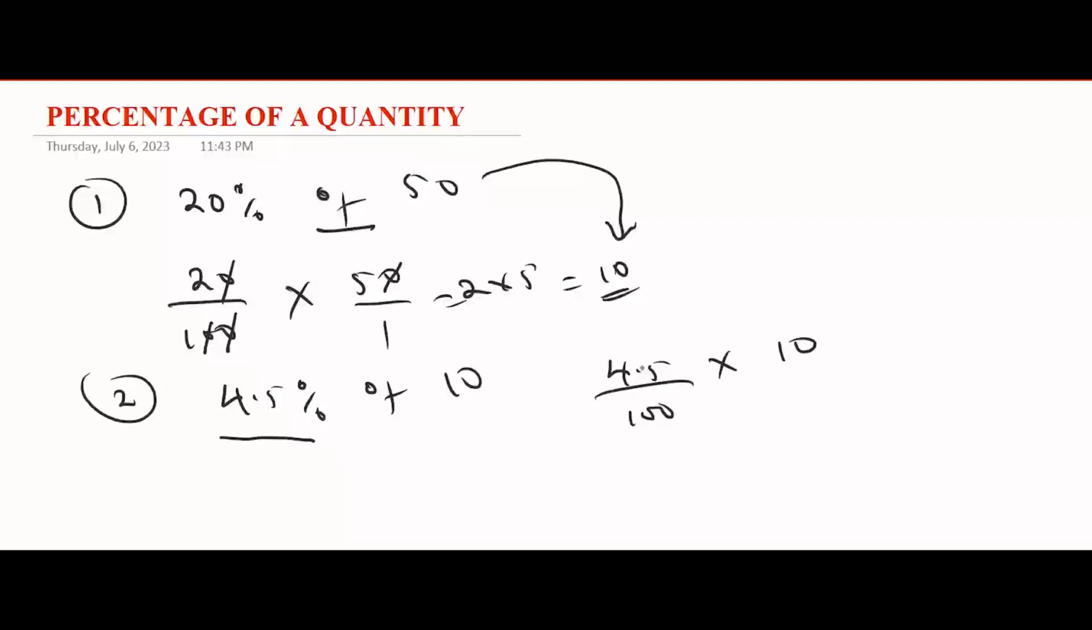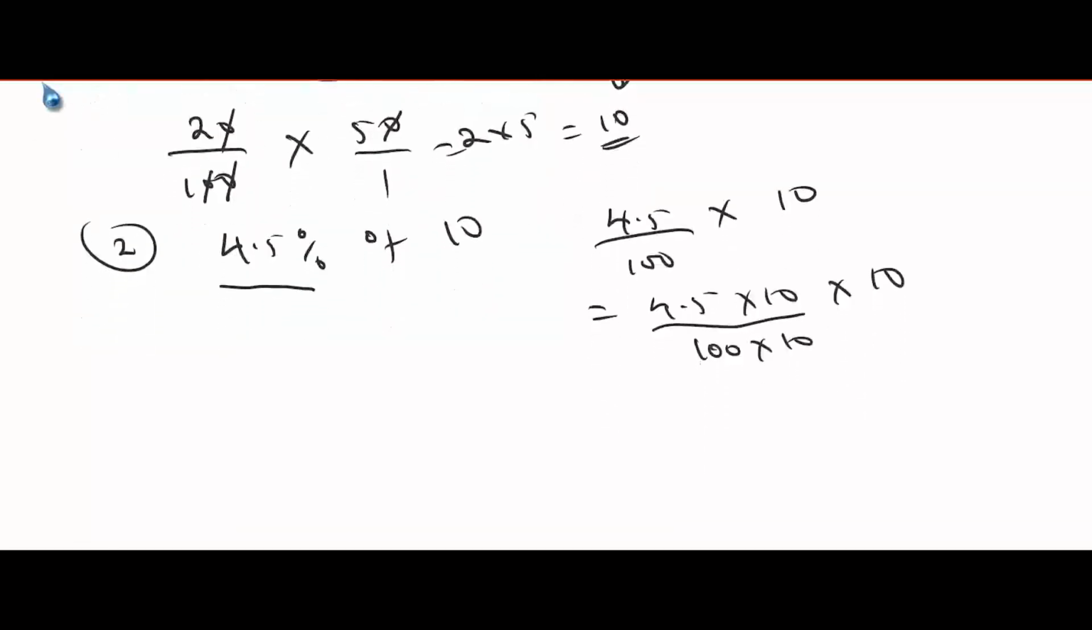So of course we need to make the numerator a whole number. So to get 45, we need to multiply the numerator and the denominator by 10. That would be 4.5 times 10 out of 100 times 10, then multiplied by 10. So let's scroll down a little bit. So this will surely give us 45 out of 1,000, then times 10. So the last zero can cancel out the last zero here.